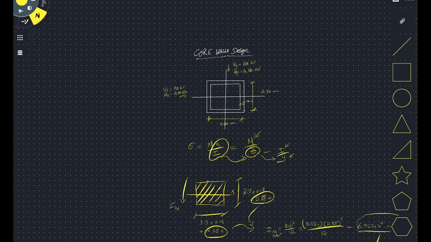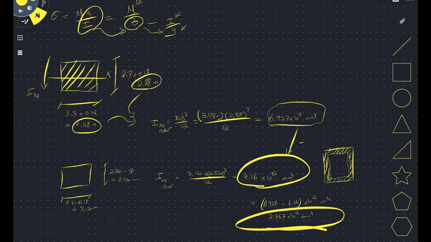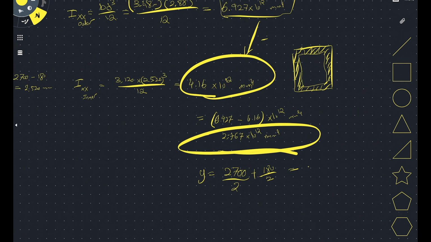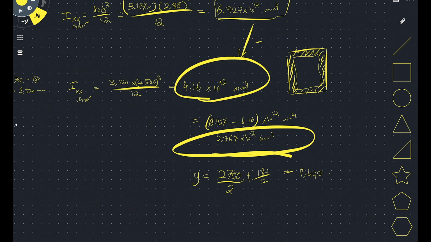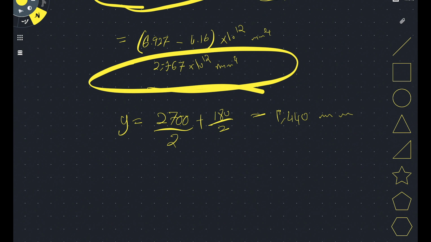and my My. Now that I know my I value, Y is the distance from the centroid to the furthest point in the section, which is this one, and we can take that to be 2.7 divided by 2 plus 180 divided by 2. So my Y is equal to 2700 divided by 2 plus 180 divided by 2, which gives me 1440 millimeter.